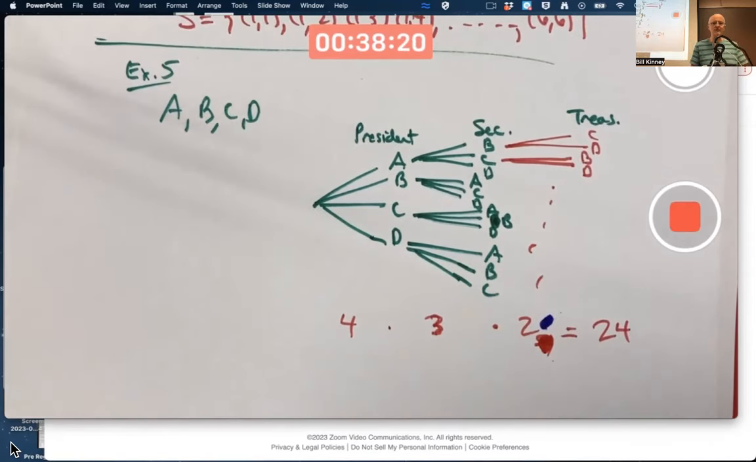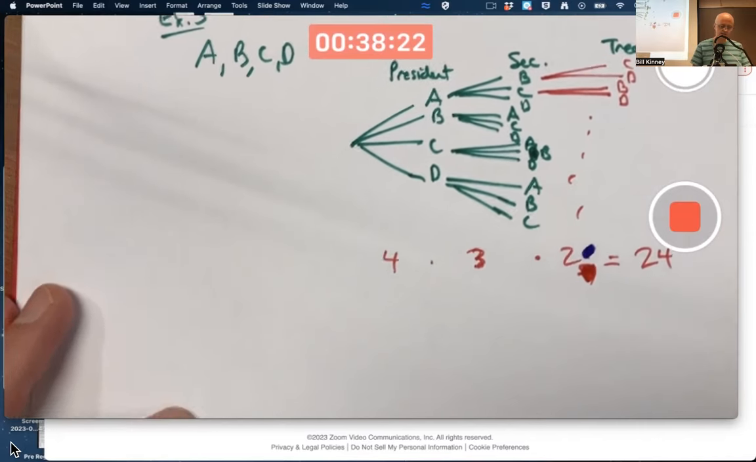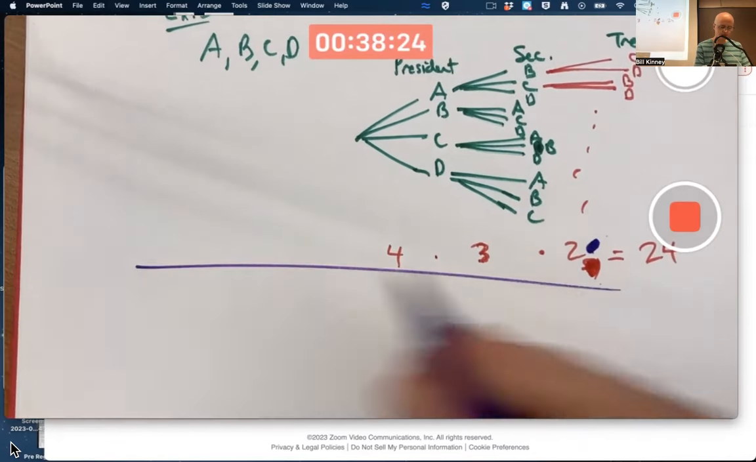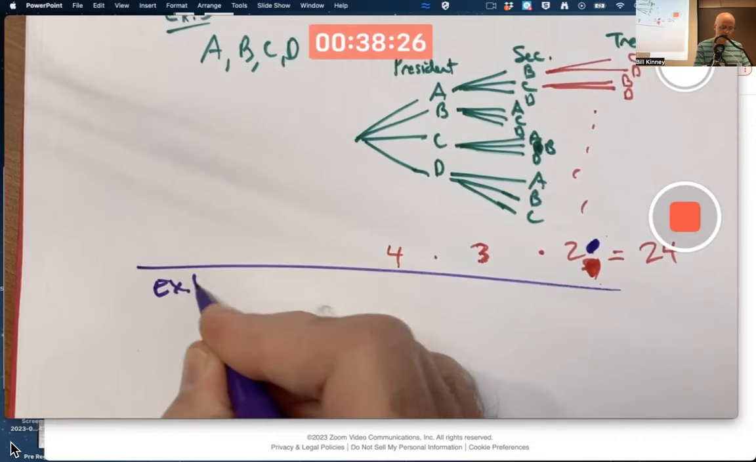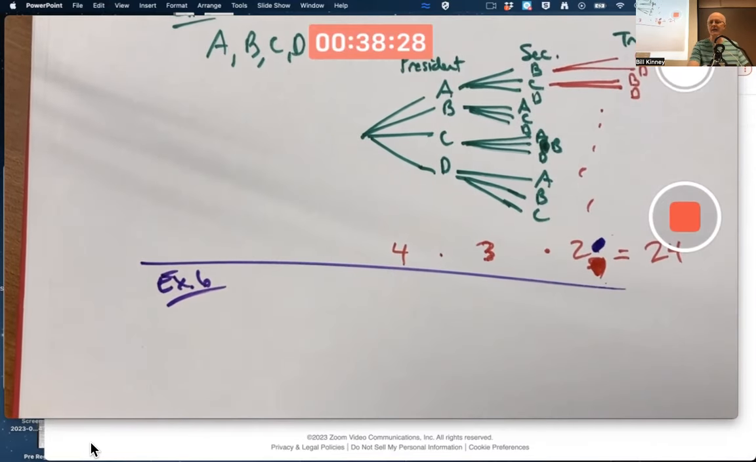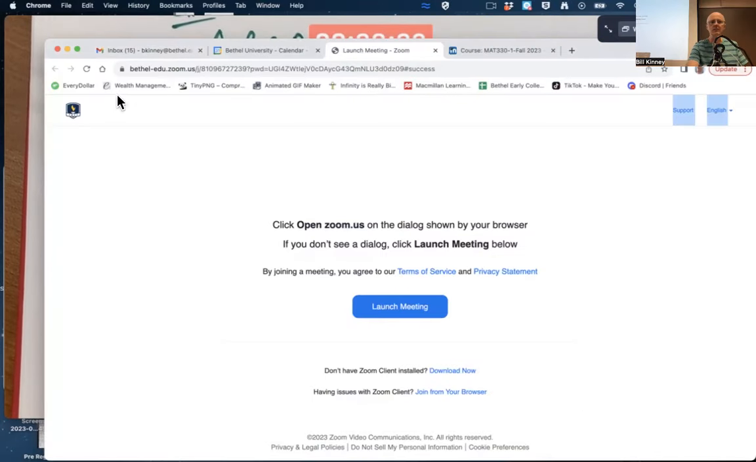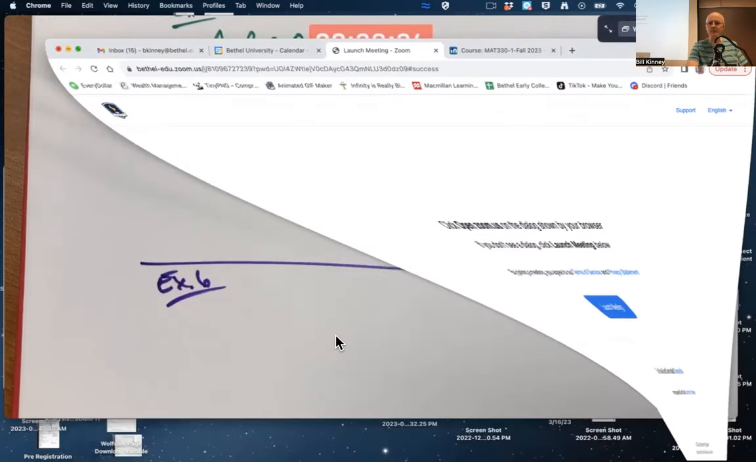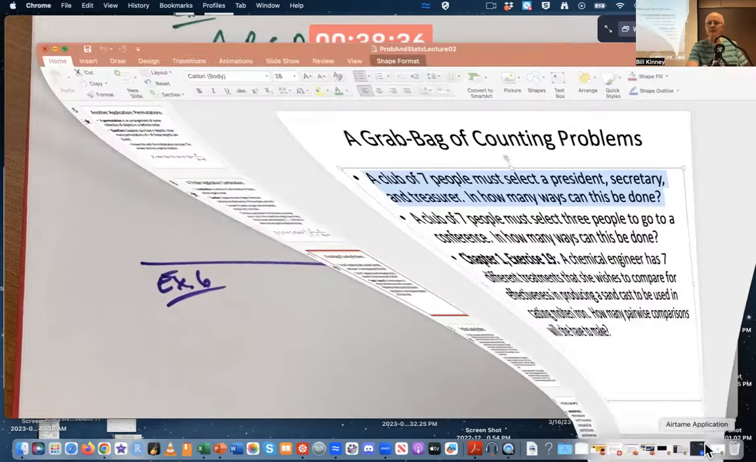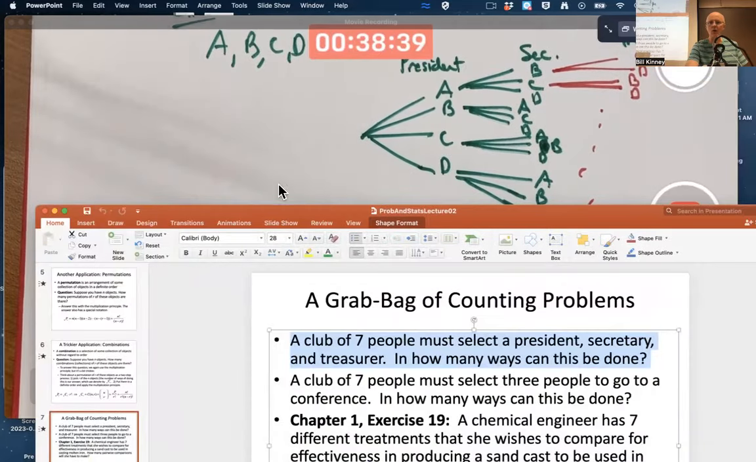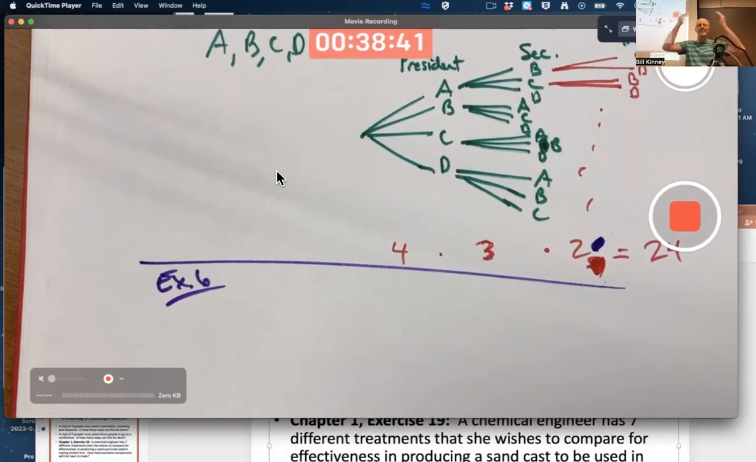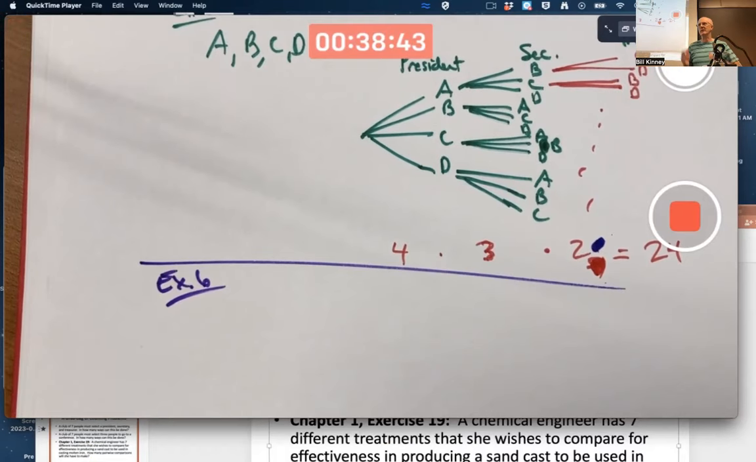All right, now we're on to the problem. I'll call it example 6, where I've got 7 people now instead of 4 people. Imagine making a tree diagram. Don't literally make a tree diagram.